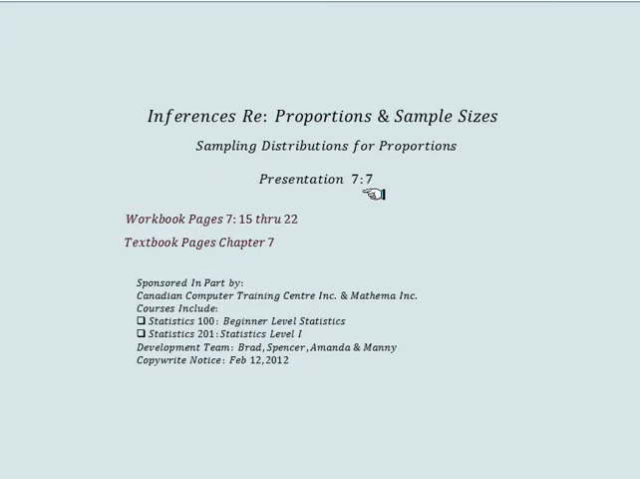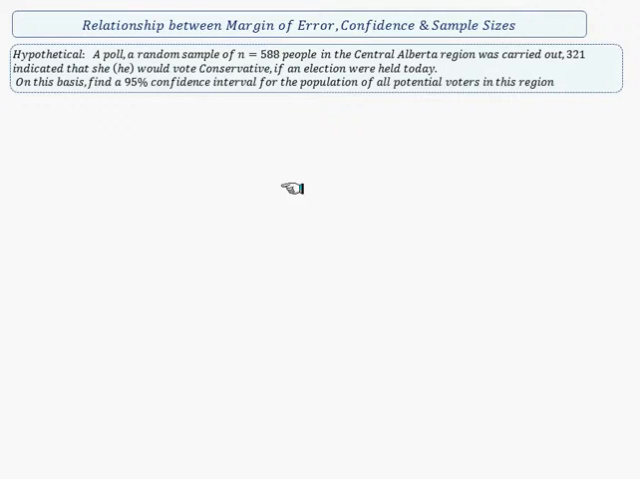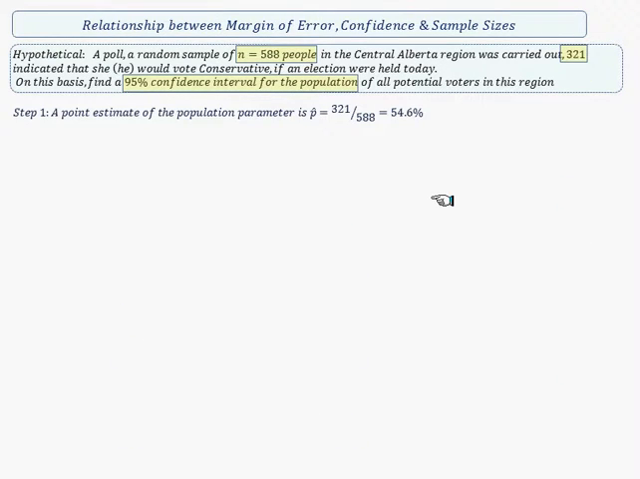This is presentation 7.7 and the topic is inferences regarding proportions and sample sizes, and the development team is below here. For illustration, we want to talk about a poll, n equals 588 people, 321 of whom indicated he or she would vote conservative if the election were held today. Now this was in the last election. We need to find a confidence interval for the population proportion.